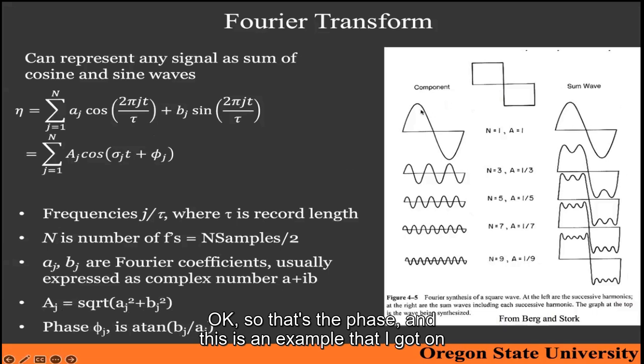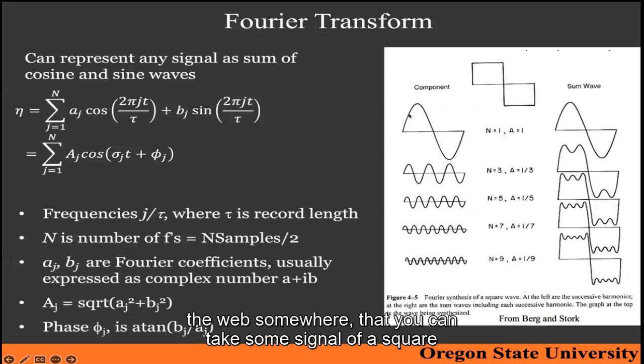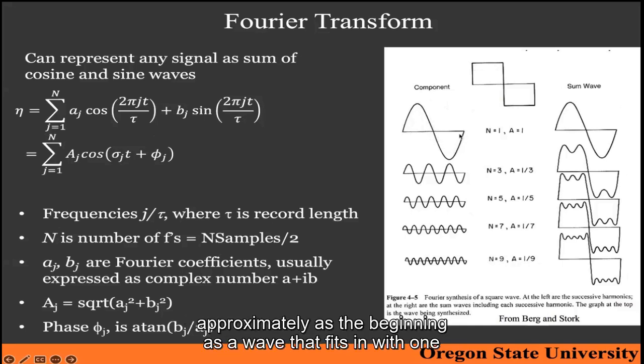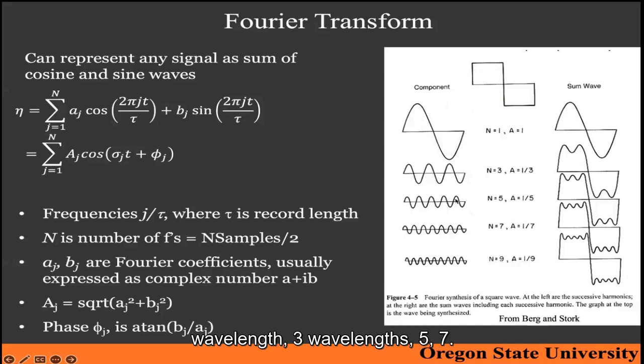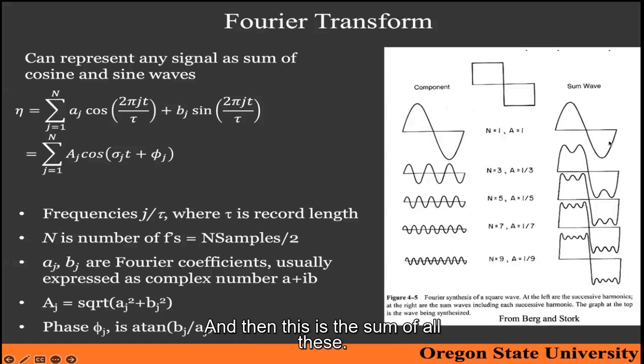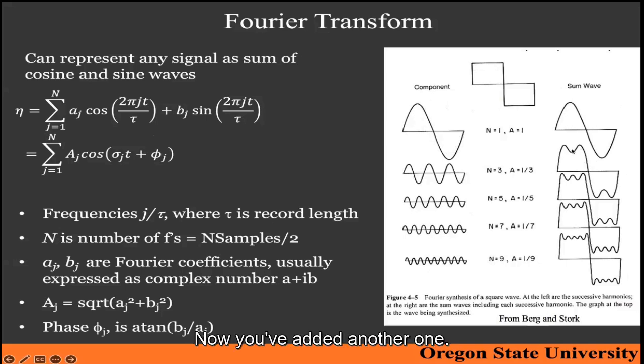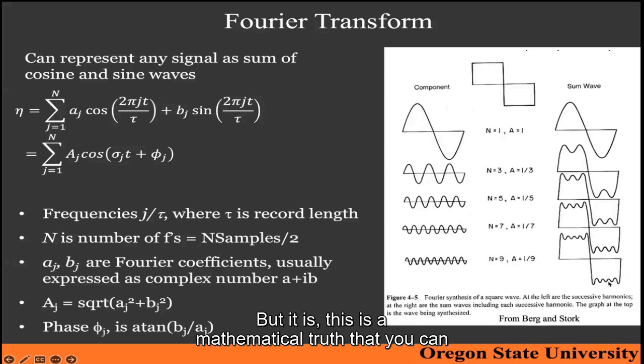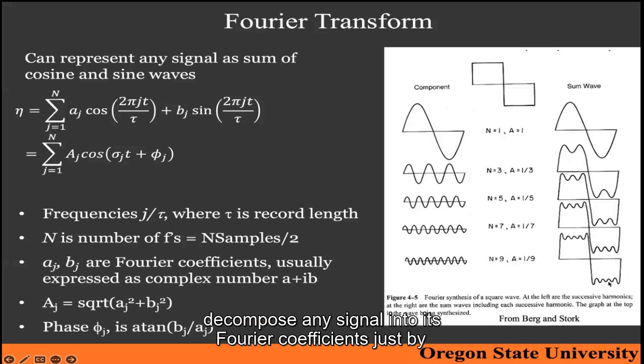This is an example that I got on the web somewhere: you can take some signal, a square wave, and decompose it approximately as, to begin with, a wave that fits in 1 wavelength, then 3 wavelengths, 5, 7, and then this is the sum of all these. So that's with 1. Now you've added another one, and it gets a little bit flatter. But this is a mathematical truth, that you can decompose any signal into its Fourier coefficients just by saying FFT. It's great.